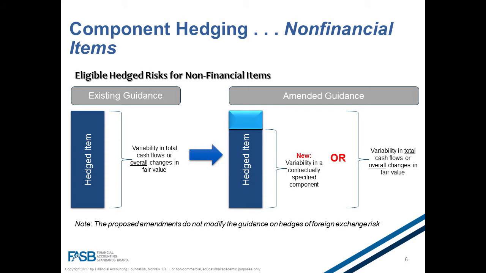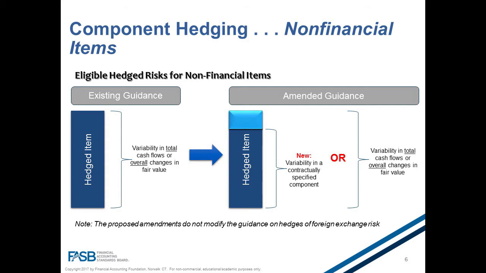Companies have been able to carve out a single component of financial risk. So, for example, the benchmark interest rate is a component of the total interest rate charged for a borrower. And so they could carve out that single component in order to use derivative contracts to hedge a specific financial risk, like the benchmark interest rate in a financial instrument. But the same hasn't been true for non-financial items.